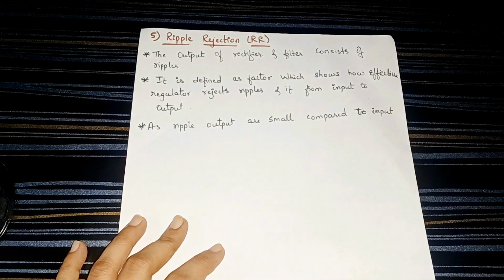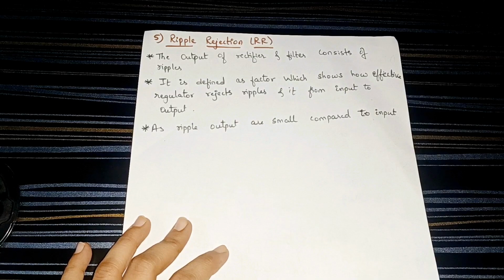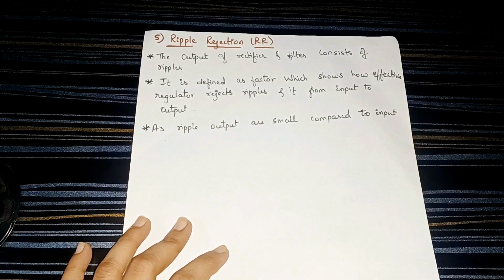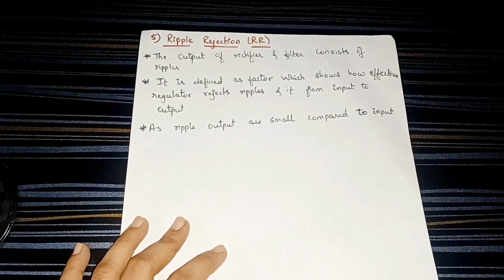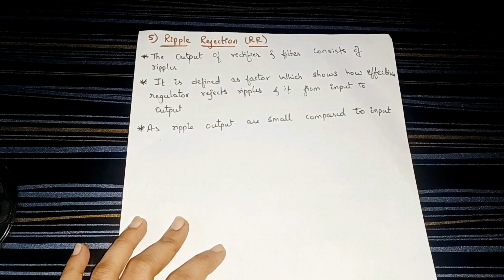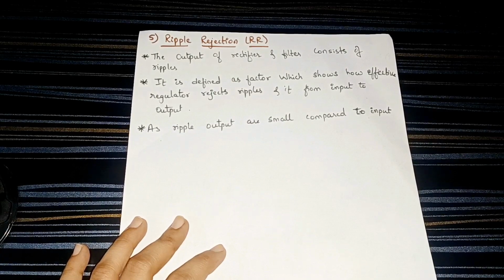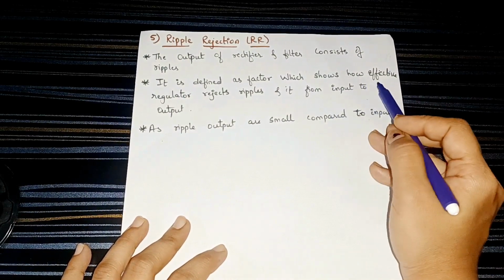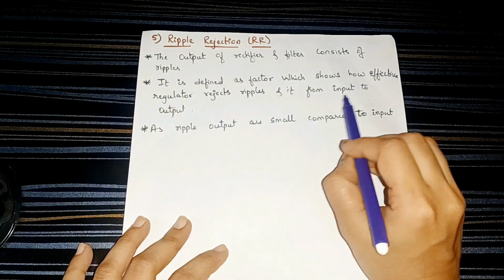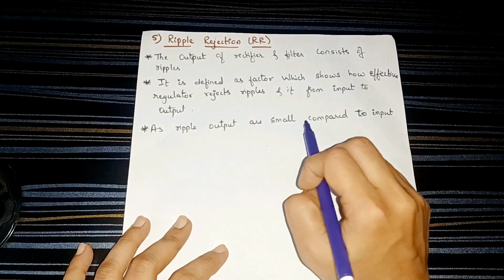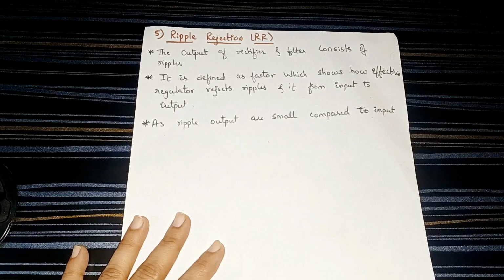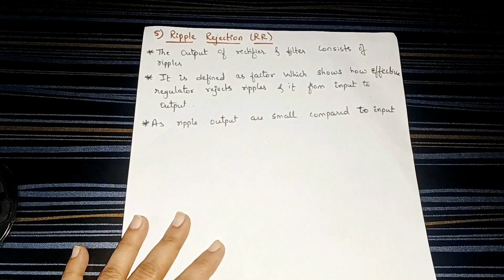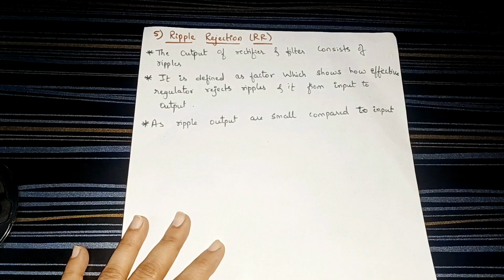And next is ripple rejection. The output of the rectifier and filter consists of ripples. As I said in the steps of the regulated power supply, the rectifier and filter produce ripples, and ripple rejection shows how effectively the regulator rejects ripples from input to output, as the ripple at the output is small compared to the input. So the performance factors should all be as small as possible, so that the output does not vary.